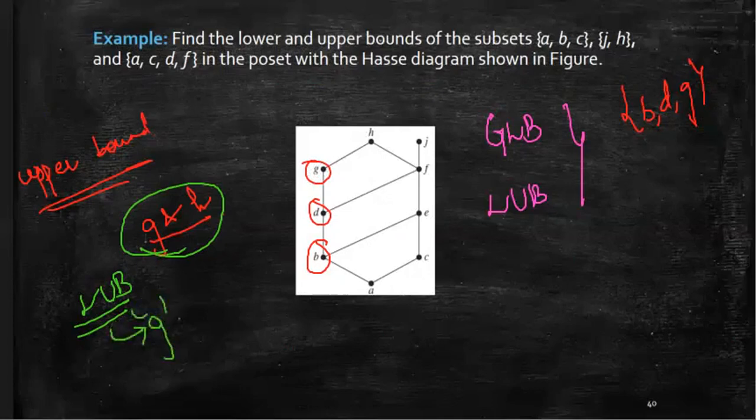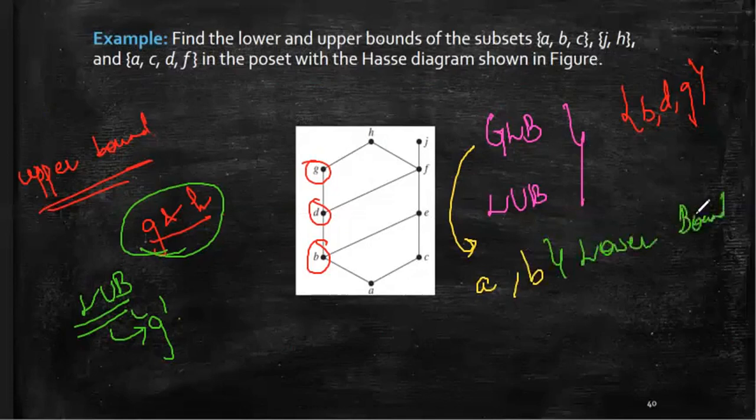Similarly, let's find the greatest lower bound. For the greatest lower bound of the same elements B, D and G, which are the elements lower than all these? So A is one. A is connected to all of them, and it is the lower element that is lesser than these three elements. And obviously we will have to take B itself because it is less than or equal to itself, less than D and less than G. So we have the lower bound elements. So let's mention this. These are our lower bound elements.